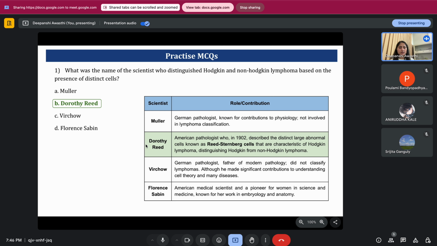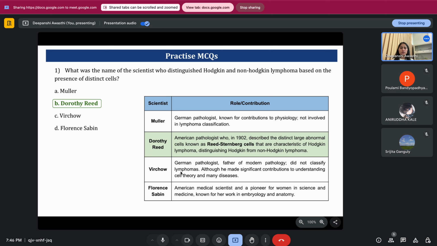The term Reed is taken from her name only. Reed-Sternberg cells are the characteristic of Hodgkin lymphoma. When these cells are present, they are associated with Hodgkin lymphoma, and if they are absent, it is a non-Hodgkin lymphoma. So Dorothy Reed was the first scientist who distinguished between Hodgkin and non-Hodgkin.